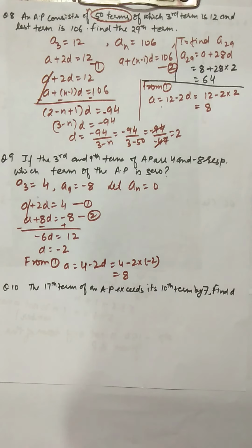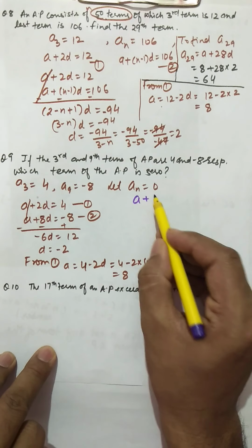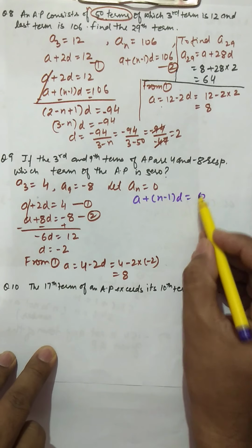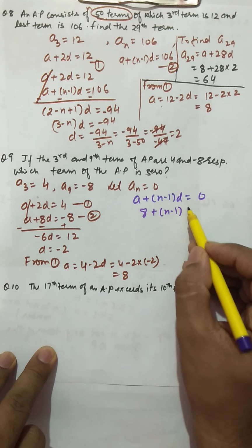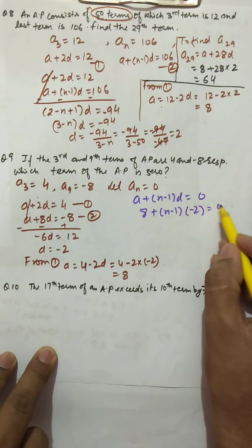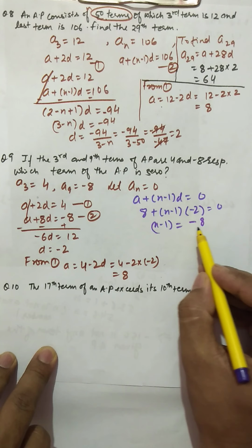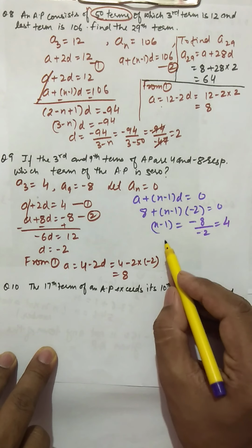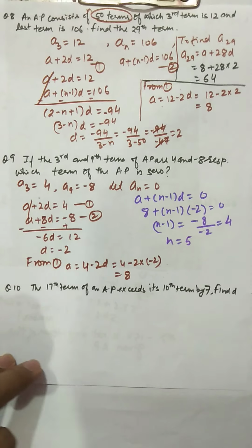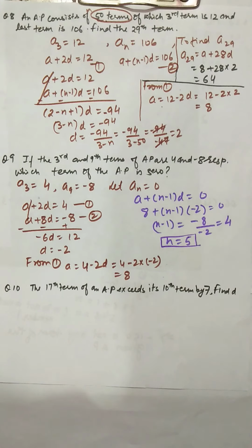So we have got the value of a and the value of d. We will substitute here. an means a plus n minus 1 into d. This is going to be 0. a is 8. Substitute the value. n minus 1, and d is minus 2. This is going to be 0. So n minus 1, you do like 8 will go there, they will become minus, and minus 2 you divide. So it becomes 4. So n is going to be 5. So the fifth term will be 0.